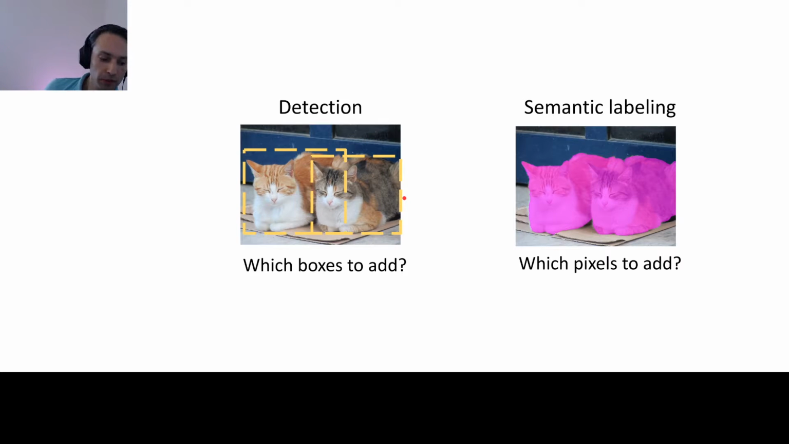So in this tutorial, we're going to talk about detection task, where you're asking yourself how to add additional boxes in my training data, and semantic labeling task, where you're wondering which pixels should be added to my training data.